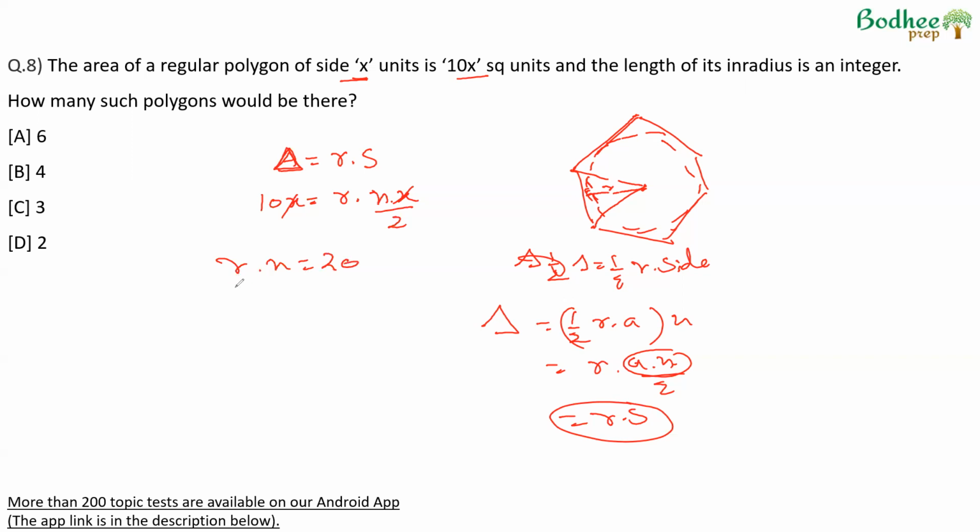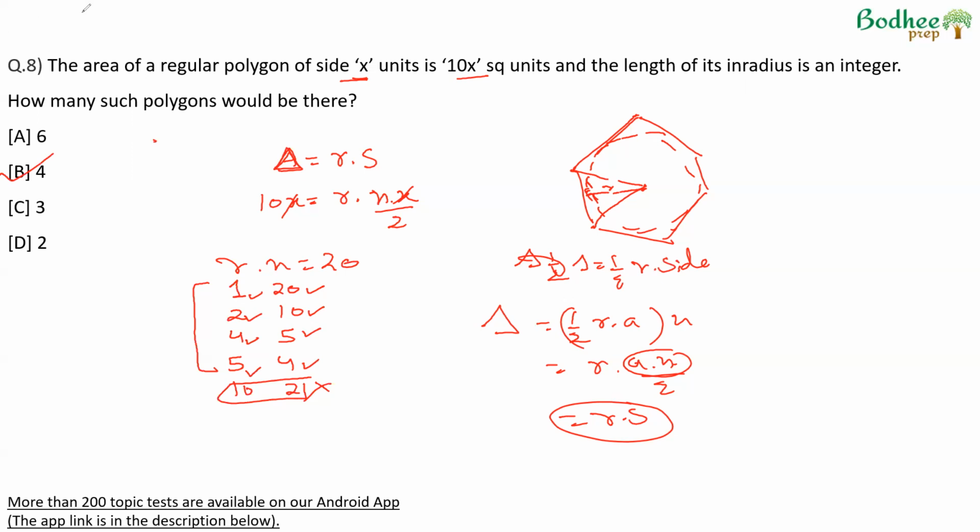Now, because it is an integer, r could be 1, n could be 20; r could be 2, n could be 10. 3 is not divisible. r could be 4, n could be 5. r could be 5, n could be 4. r could be 10, n could be 2, but this is not possible because the number of sides of the polygon has to be 3 or more. So these 4 cases are possible. We could have a 20-sided polygon with inradius 1, a 10-sided polygon with inradius 2, a 5-sided polygon with inradius 4, or a 4-sided polygon with inradius 5. Hence, 4 such polygons are possible.